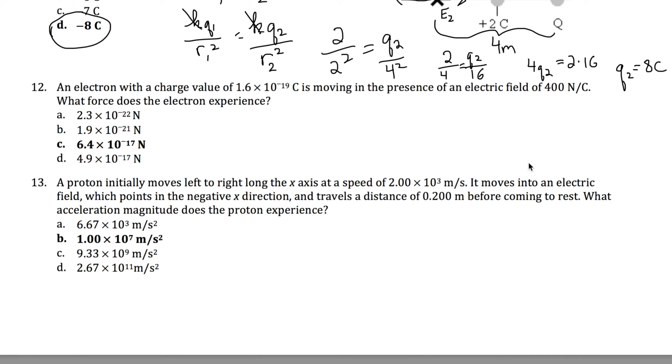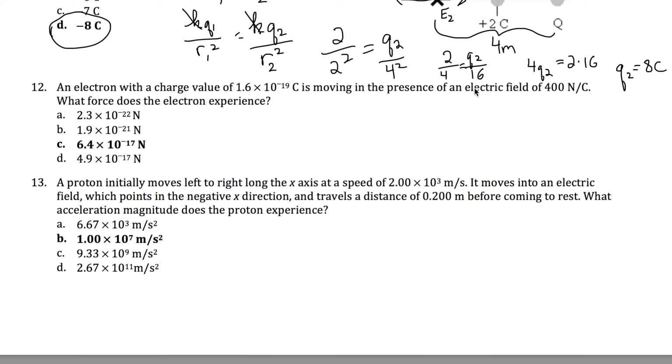Number 12. So this one is a plug and chug. We have a charge. And now again, this is kind of funny here. When it says a charge value, it's talking about the magnitude of the charge, because we know that an electron has a negative charge.